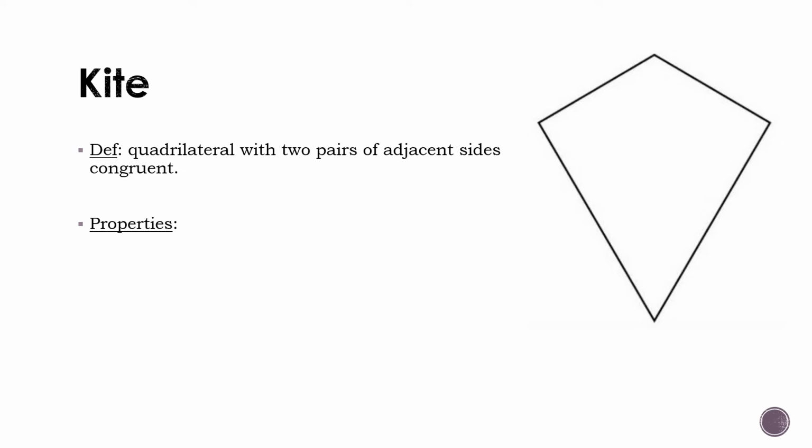So definition of a kite. Again, take your time to write these down. A kite is a quadrilateral with two pairs of adjacent sides which are congruent. So adjacent, again, just means touching.